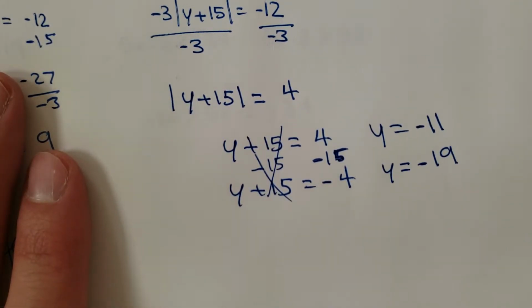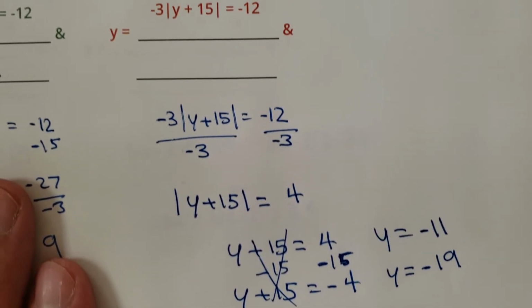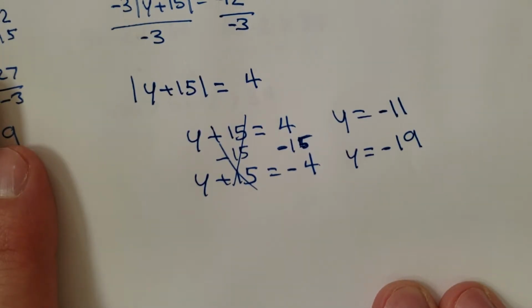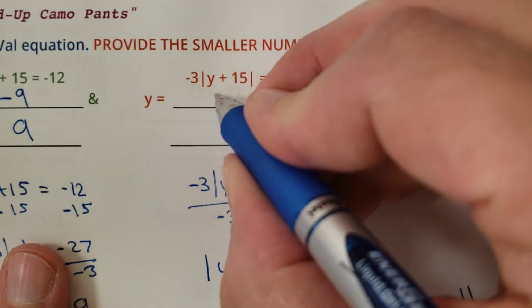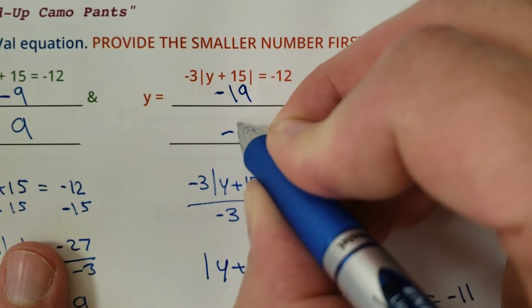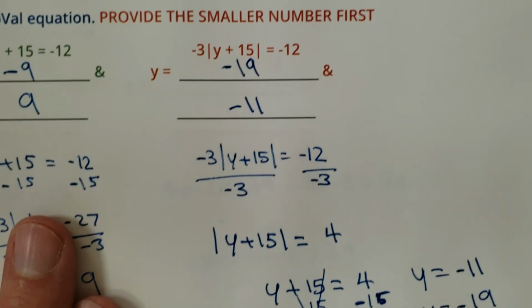Okay, so, dilemma. We have to put the smaller number first. Which one's smaller? Think temperature. Negatives are tricky, but if you think temperature, negative 19 is a little bit colder than negative 11. All right, so there you go.